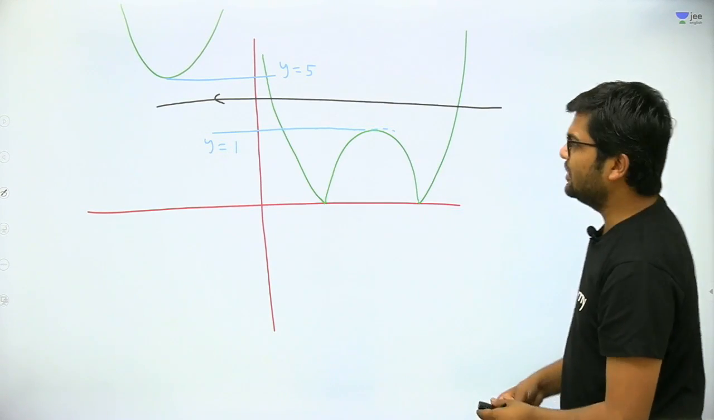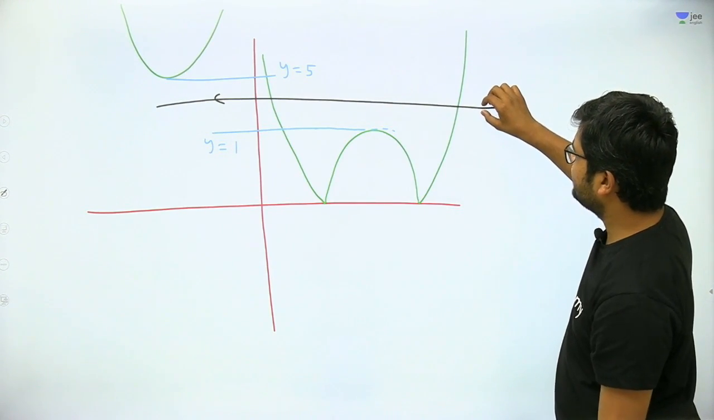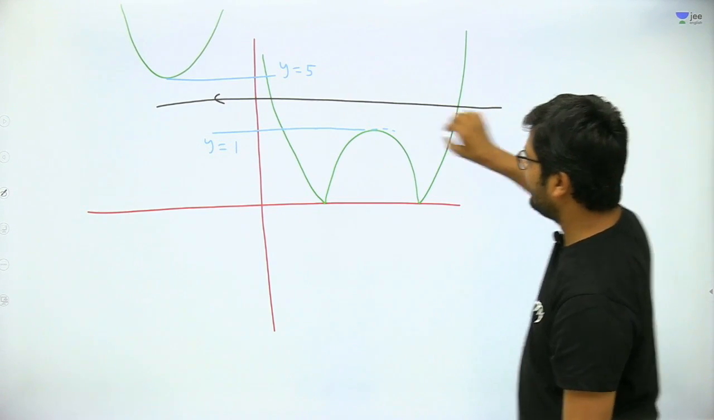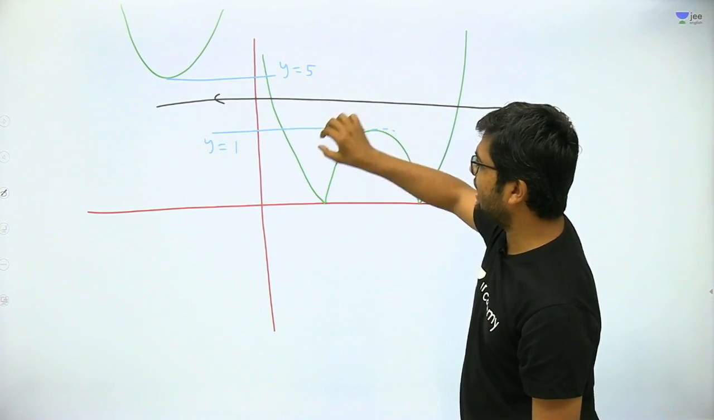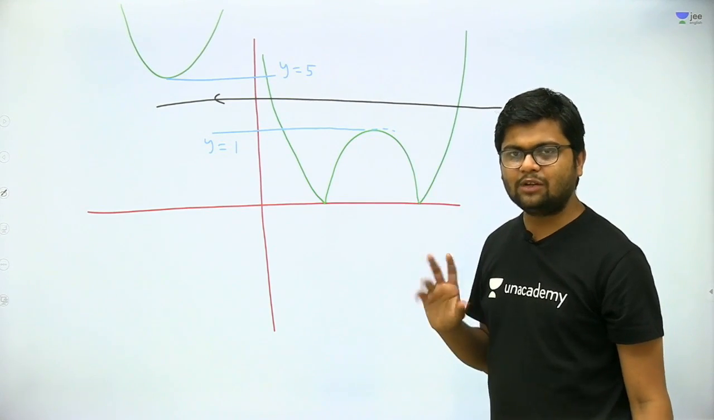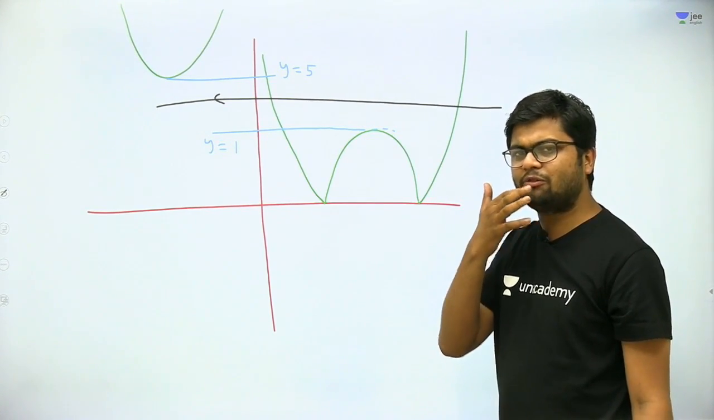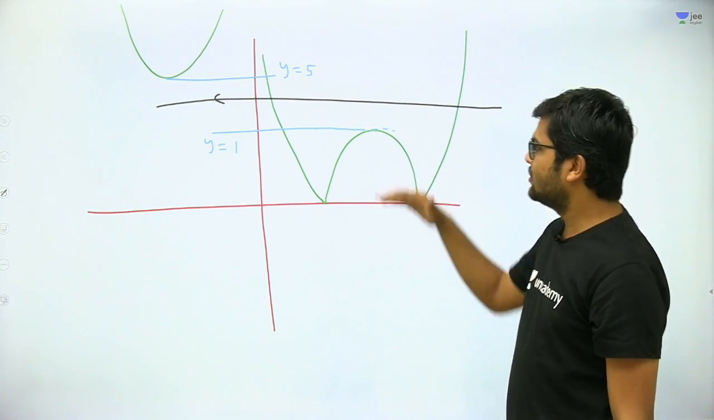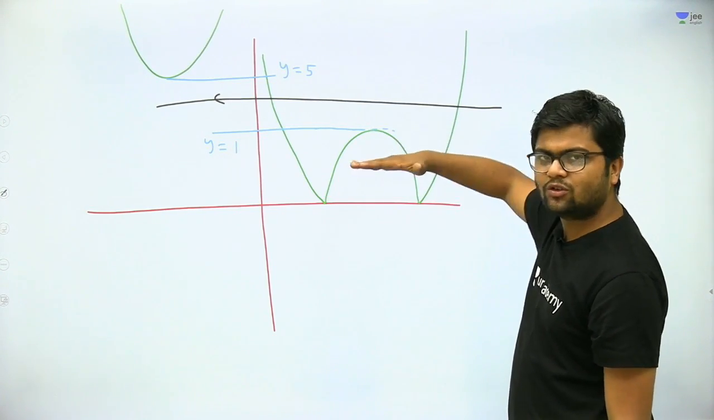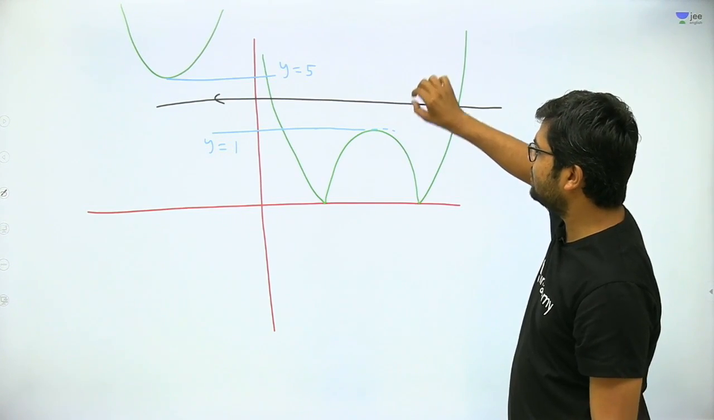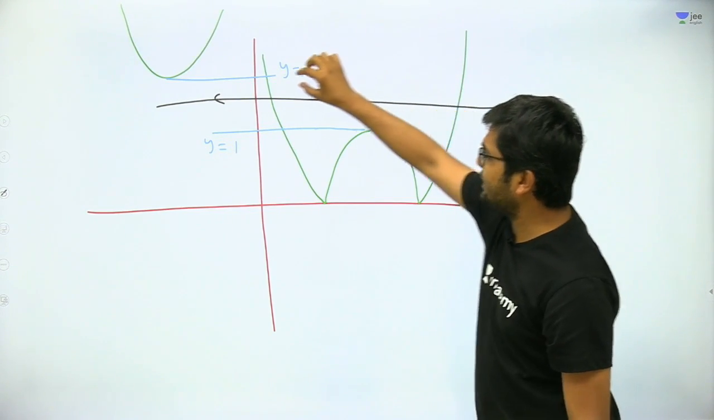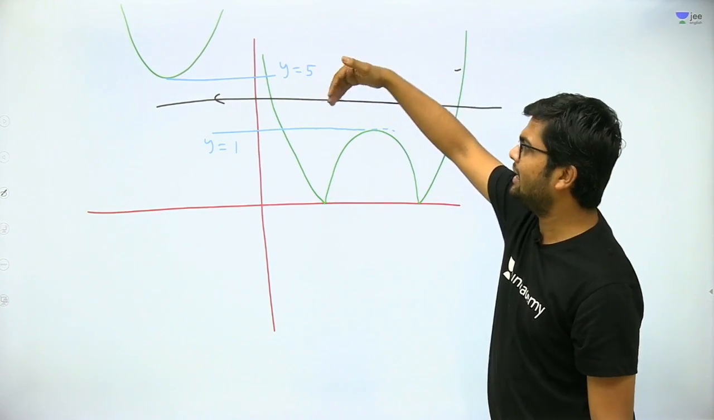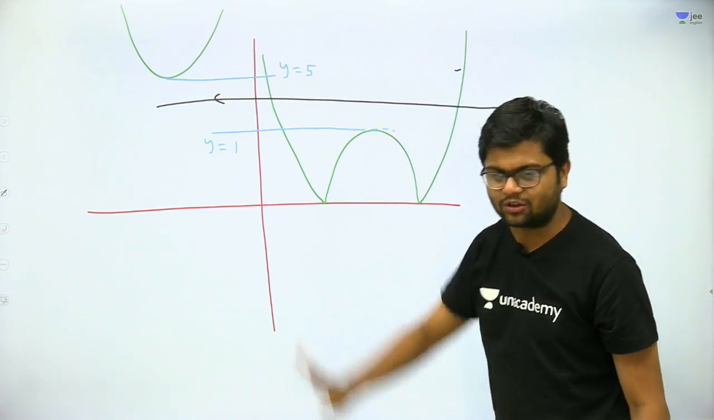If this line is shifting downwards, then at y equal to 1, this line and this graph will have 3 solutions. And if someone wants to say 4 solutions, that is okay, because two are repeating at this point. Below that also there are 4 solutions. And if this line is shifting upward, at y equal to 5, this line will have 3 solutions, and above that it will have 4 distinct solutions.